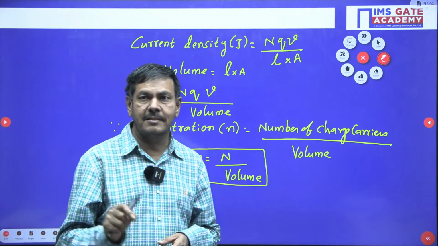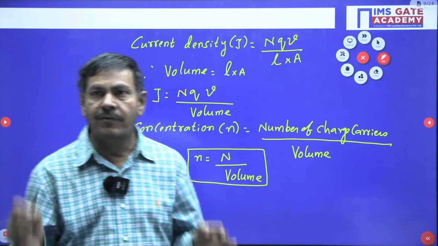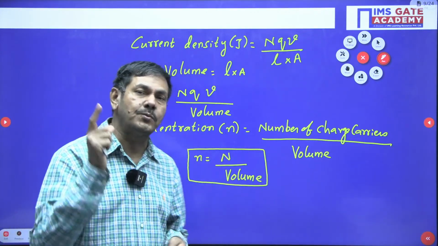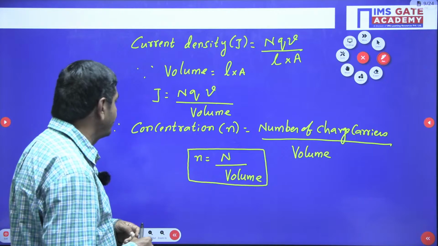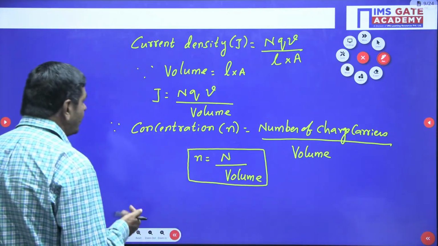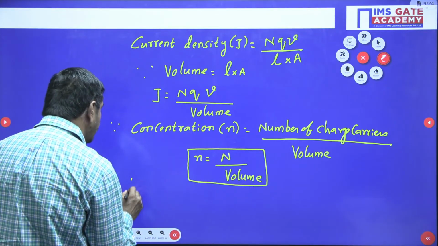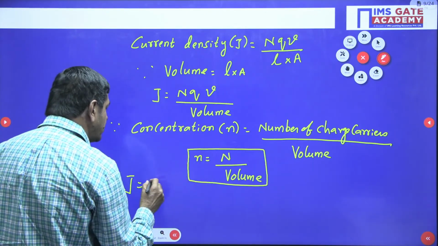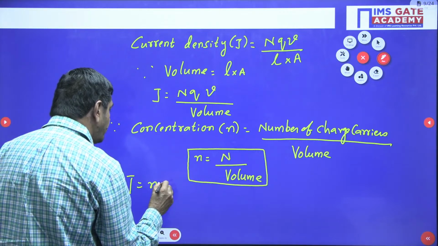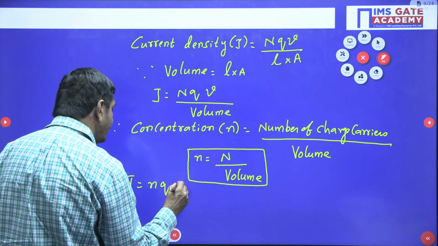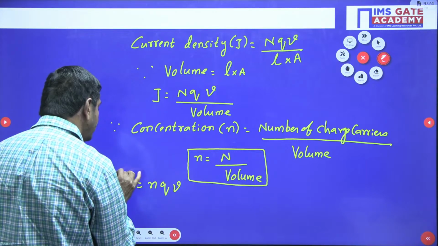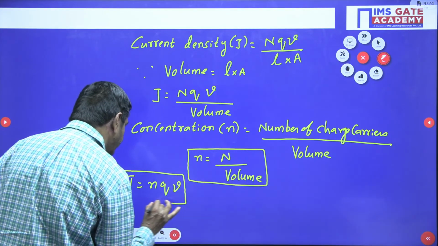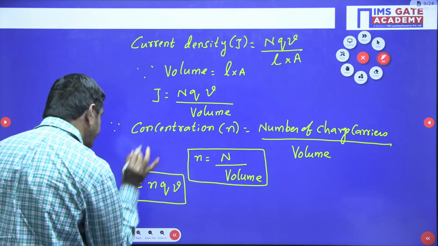Suppose you are asked in any examination to find out the charge density: small n into q. You must take small n. Understand my point? Charge density, one more name. Now finally, J equal to what here? N by volume equal to small n, q into velocity of electron. So n into q into v is the formula you must remember to find the current density.